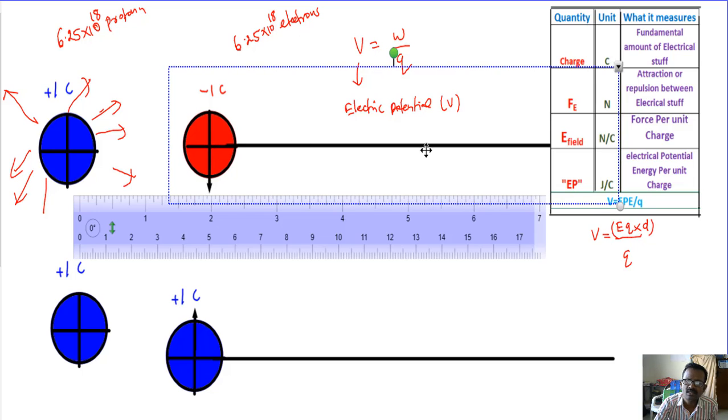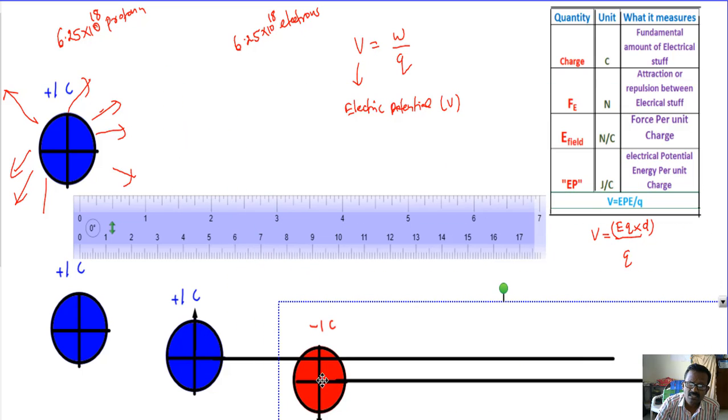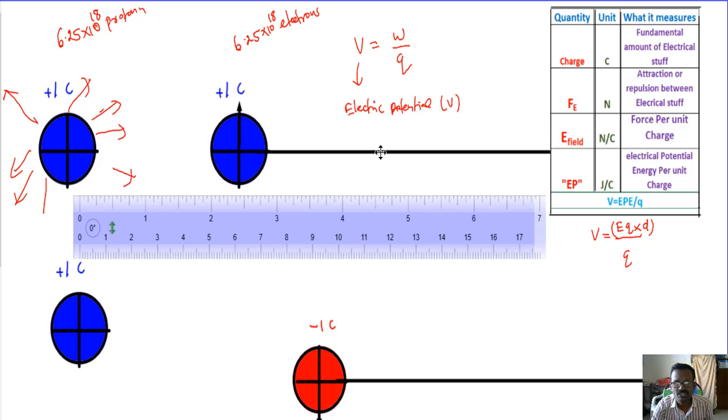This is defined as V. See, this is for example 1 coulomb. We do some work. So the work done on this charge to bring it into this field is called potential.